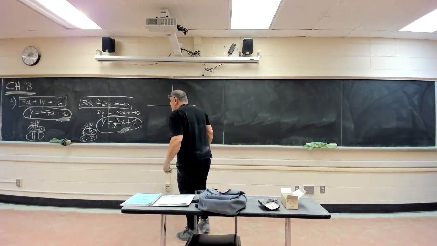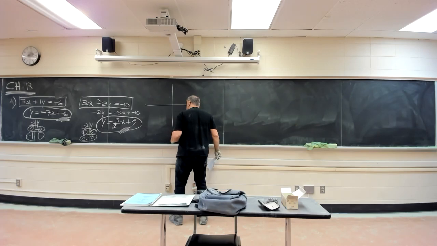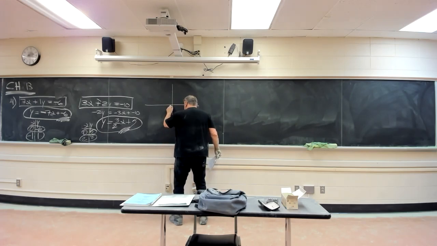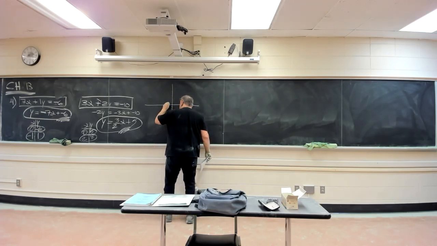Y equals negative 7x plus negative 6. You put in all the points. You've got 0, comma, negative 6, and you've got negative 1, comma 1.